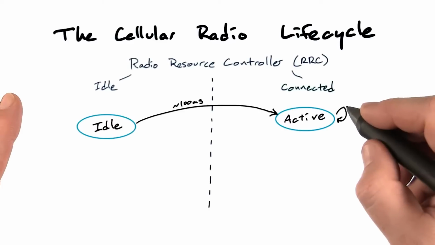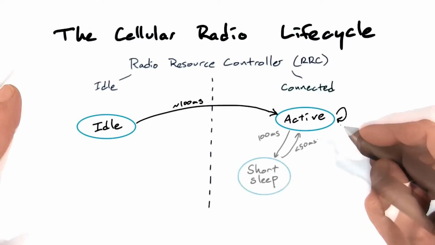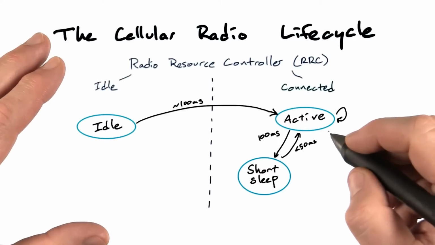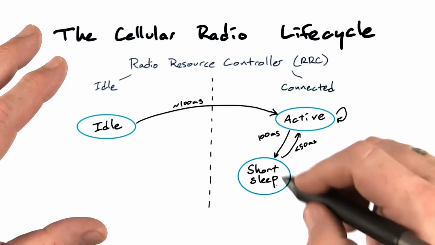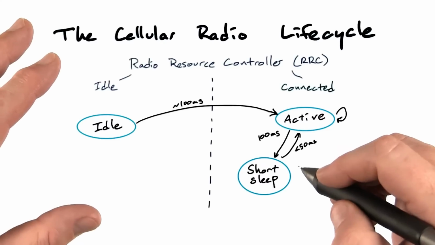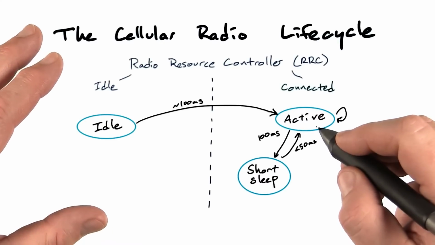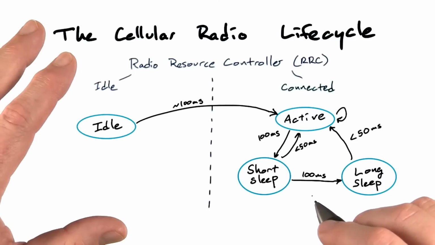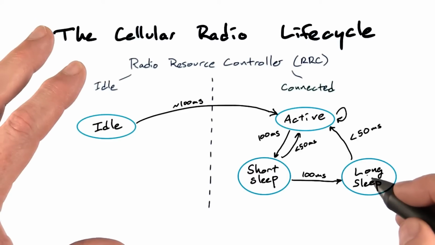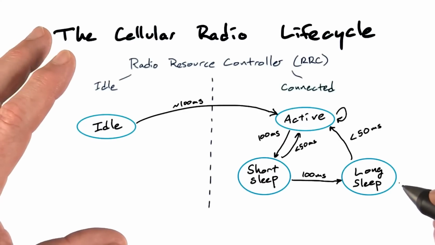Once we're there, of course, we can make as many requests as we want and stay active. Once we're in the active state, though, if we don't make a request for about 1/10 of a second, we drop into a short sleep mode, which uses less power, but it'll take us up to 50 milliseconds in order to get back into active if we make a request. Then, if we don't make any requests for another 100 milliseconds, we drop into a long sleep mode. Again, we can get back to active in under 50 milliseconds.